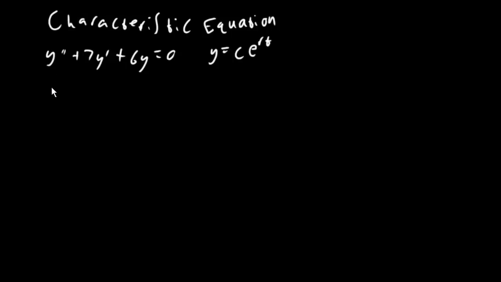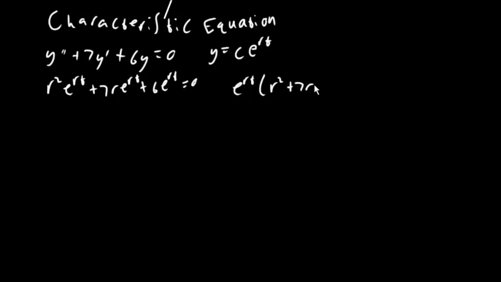So what's y double prime? That's just going to be r squared e to the rt. Likewise, 7y prime is going to be 7r e to the rt. And 6y, that's just going to be 6e to the rt. All is equal to 0. Now we can factor out e to the rt, and we get e to the rt times r squared plus 7r plus 6 is equal to 0. And since e to the rt will never equal 0, we can just divide by it, and we find r squared plus 7r plus 6 equals 0.